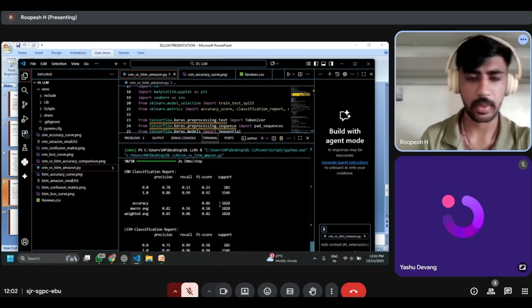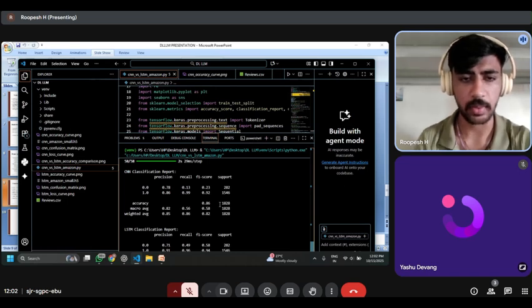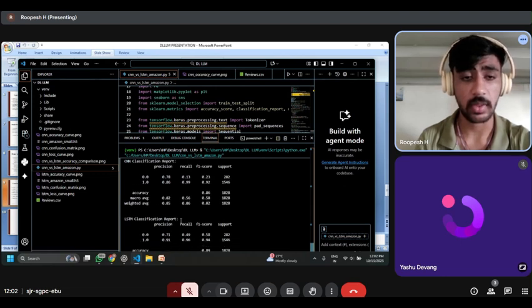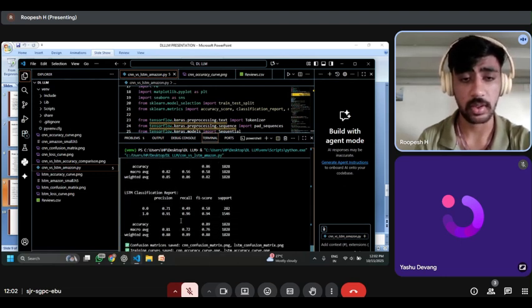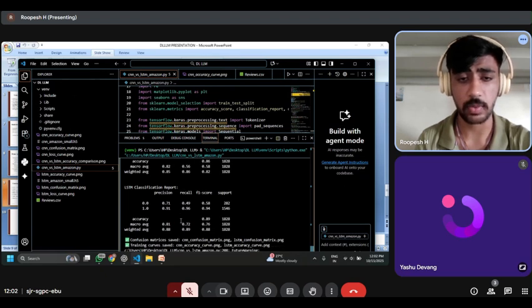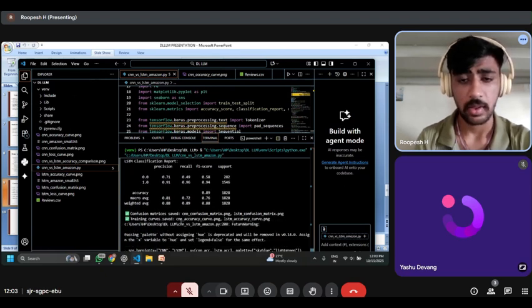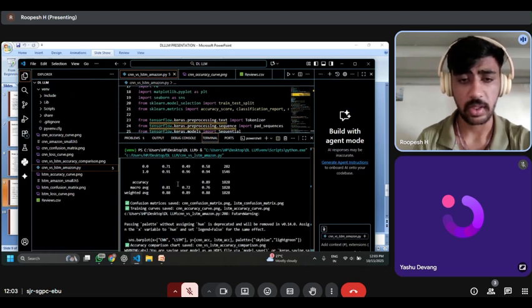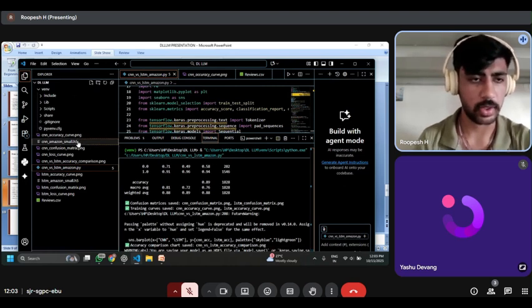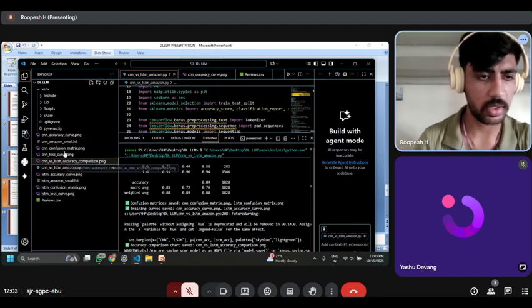we'll get the data over here itself, which is the precision. It is 0.78 to 0.86, recall 0.13 to 0.99, F1 score 0.23 to 0.92, and support 282 to 1546. So accuracy, macro average, weighted average, etc. over here, and the LSTM classification report is also visible. So basically, all the results are saved over here. I'll go through all the results right now.